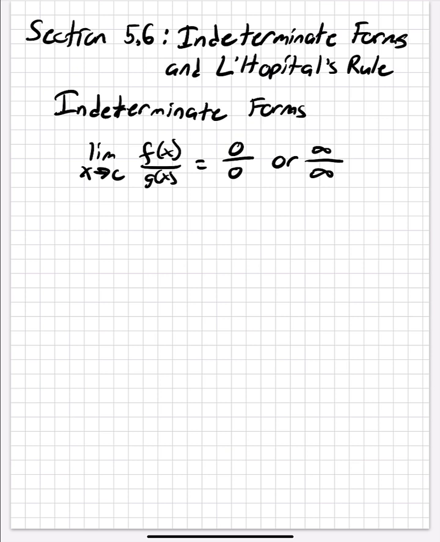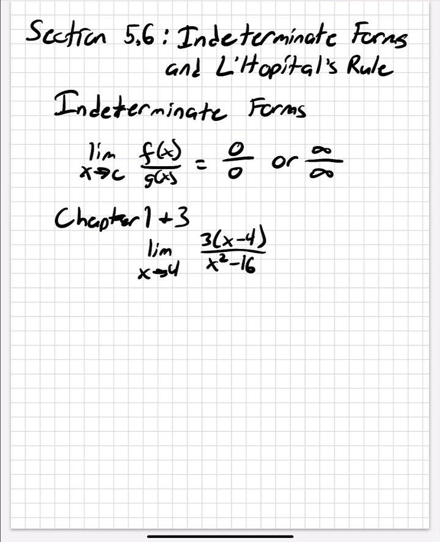Chapter 1 definitely, but of what an indeterminate form is and how to use it with algebra, or how you solve these using algebraic methods. And let's look at an example of that. So let's say that, and this is for chapters 1 and 3 methods, we have the limit as x approaches 4 of this function 3 times x minus 4 over x squared minus 16.